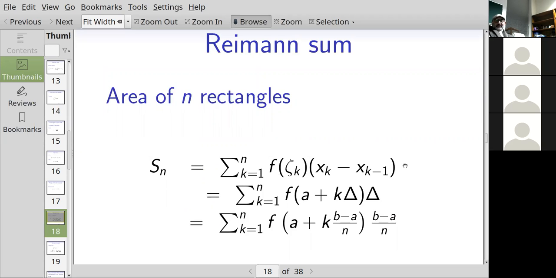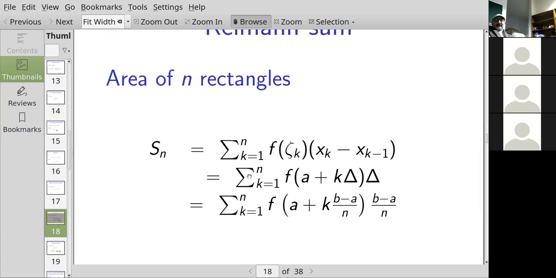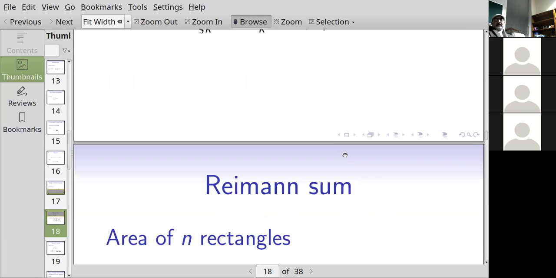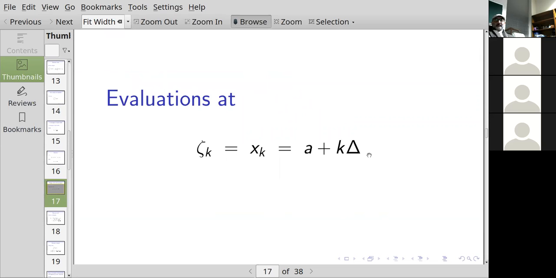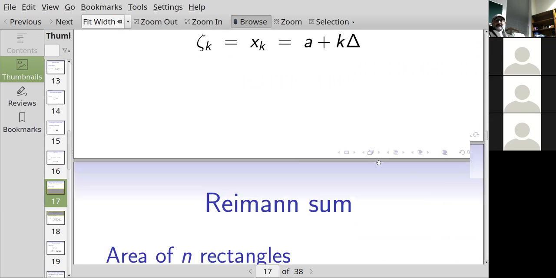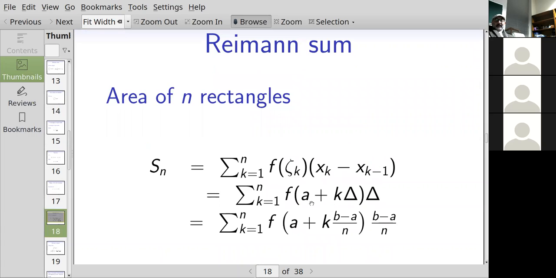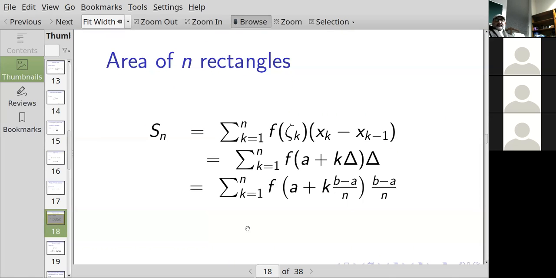In our particular case, we're going from k equals 1 to n, f of, what's my zeta k? I decided that zeta k would be the right bottom corner. So zeta k is equal to xk, which is equal to a plus k times delta. So that's f of a plus k times delta, times this width. Every rectangle was made the same width, so times the width, which is delta. Now what was delta? It was b minus a over n.